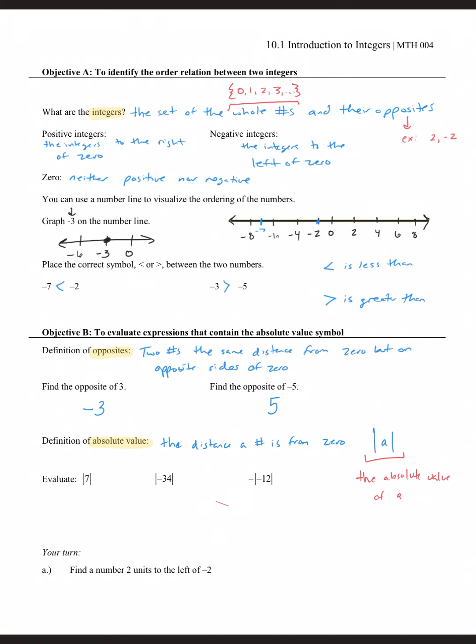So for example, evaluate. What is the absolute value of 7? How far away from zero is 7? Right, it's 7 places. What about the absolute value of -34? How far away from zero is -34? Right, 34 places. Now we have to be careful with the next one.